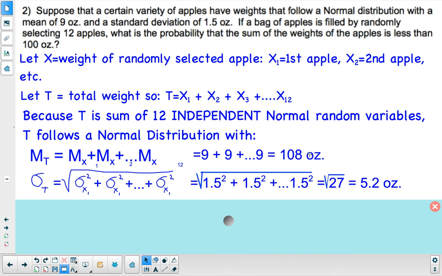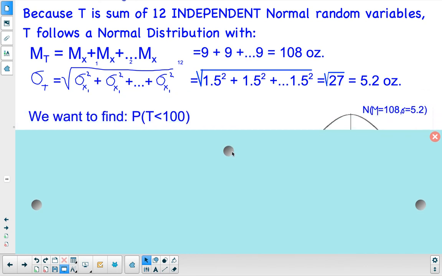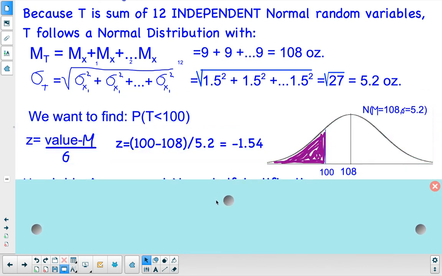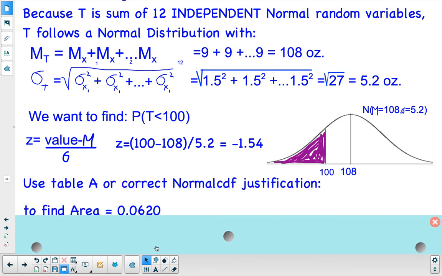So this is our distribution of the total sum of all 12 apples in a bag. And you want to find the probability that that total weight would be less than 100 ounces. You could do less than or equal to, it doesn't matter. Remember, you can't find the probability of exactly 100, it would be 0. So you can turn that into a z-score: take that value, subtract the mean, divide by the standard deviation. So the z-score is negative 1.54. Find that on Table A, find the area to the left of it, or use a calculator. Make sure you draw your sketch, label your parameters, and show all the necessary work.